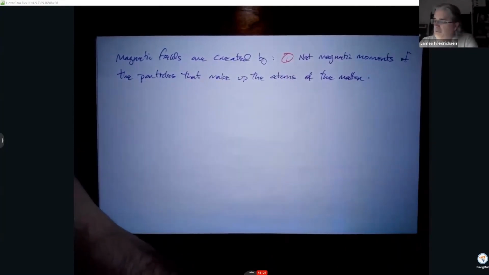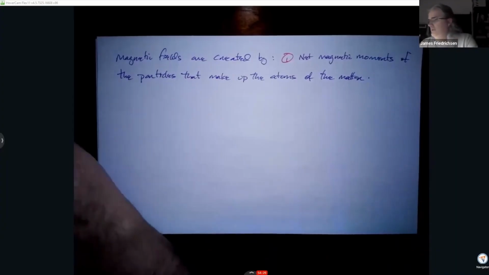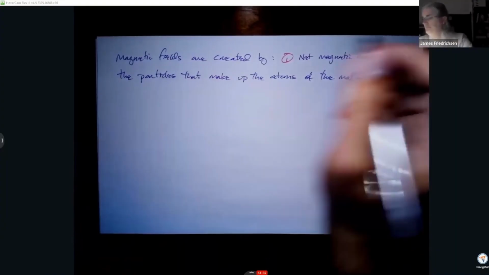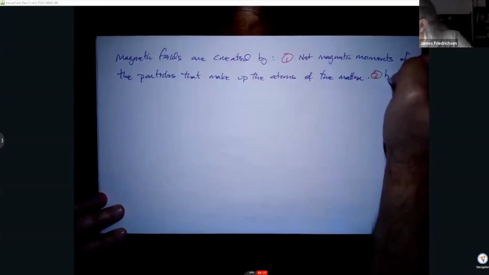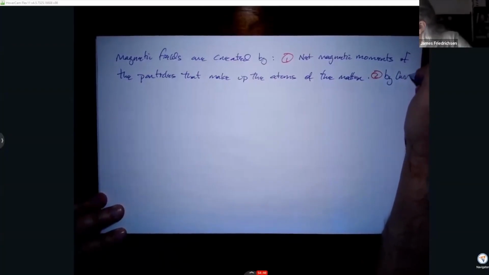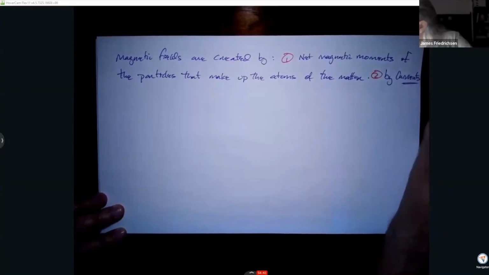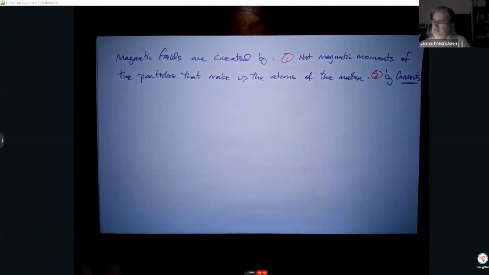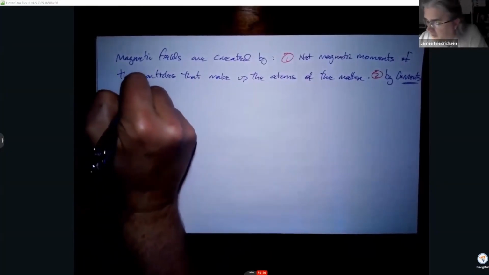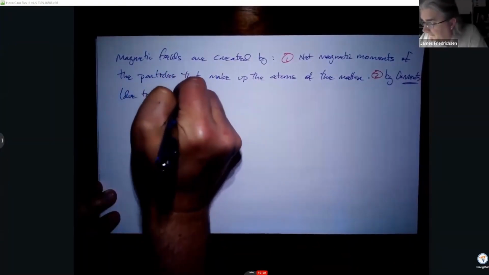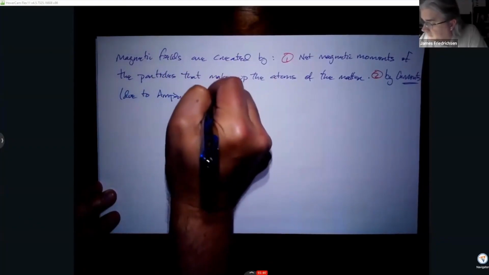And then the second option for creating magnetic fields is that we can create them from currents. If you have a moving charged particle, it creates currents, and then they will also generate magnetic fields. And these currents create the magnetic fields essentially due to Ampere's law.